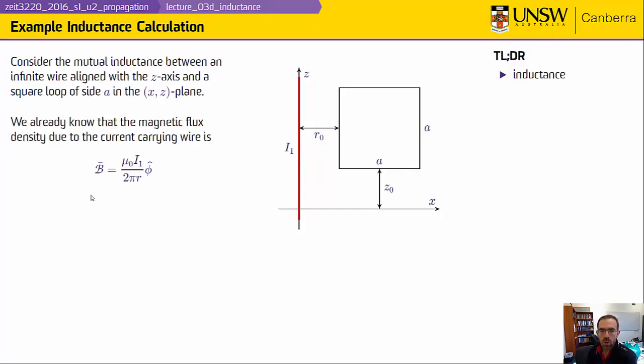We know that the magnetic field, the magnetic flux density in this case, is given by this formula here, mu naught I over 2 pi r, and that's going to be in the phi direction. So the fields fall off like 1 over r, and they're phi directed. And in this particular picture, the phi hat direction is into the screen, so that's phi hat, into the plane of the screen.